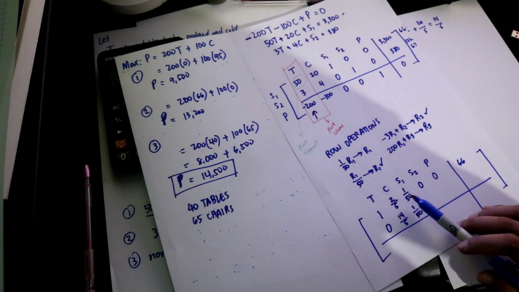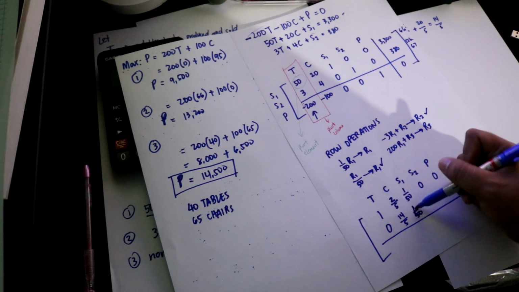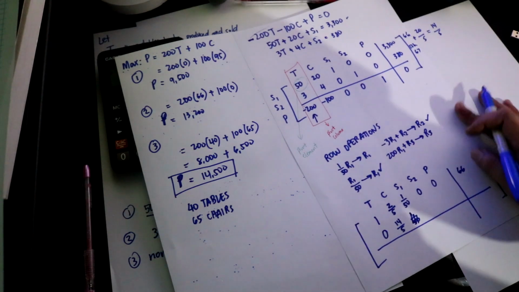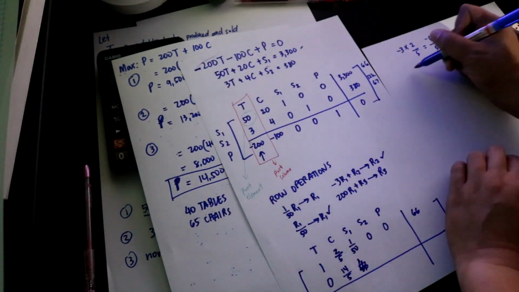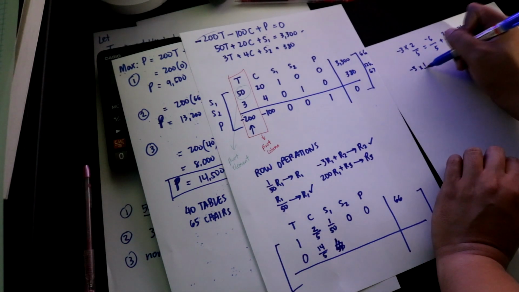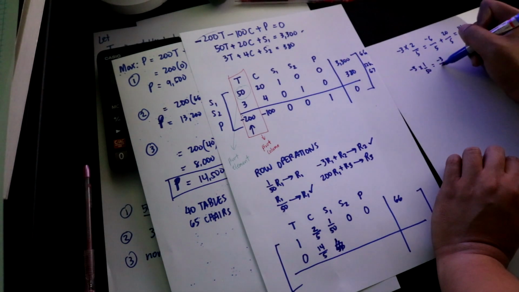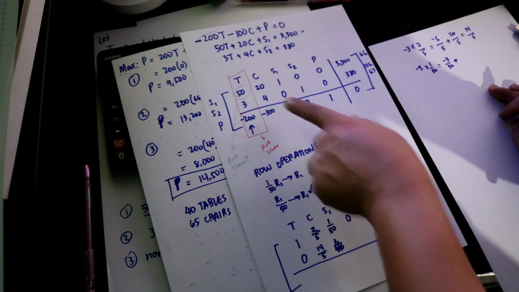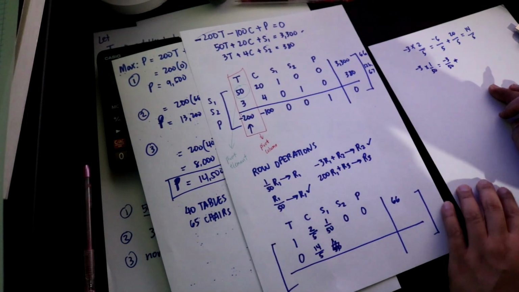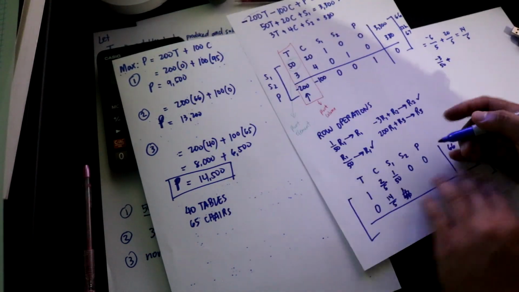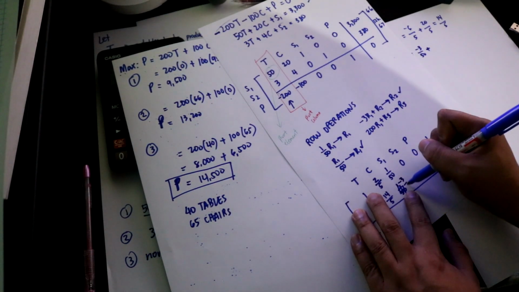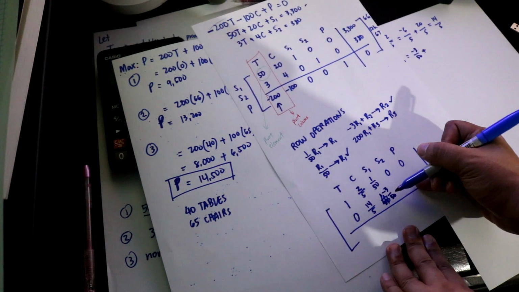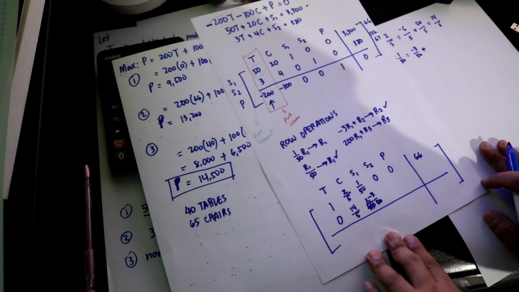Oh, times. Okay, I think this is wrong. Okay. Negative 3 times 1 over 50, that would be negative 3 over 50, plus row 2, plus 0. So this should be negative 3 over 50. Okay, sorry about that.